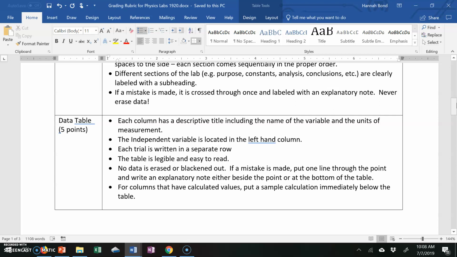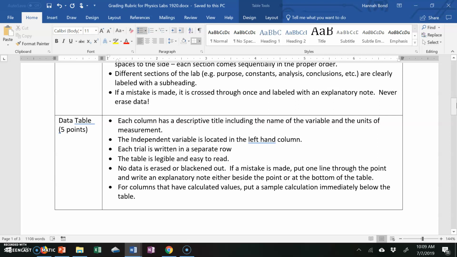At no point should data ever be erased or blackened out. If a mistake is made, that's fine. Just draw one line through the point and write a note in the margin to the right of that table. If there's not room in the margin, you could put that note at the bottom of the table.